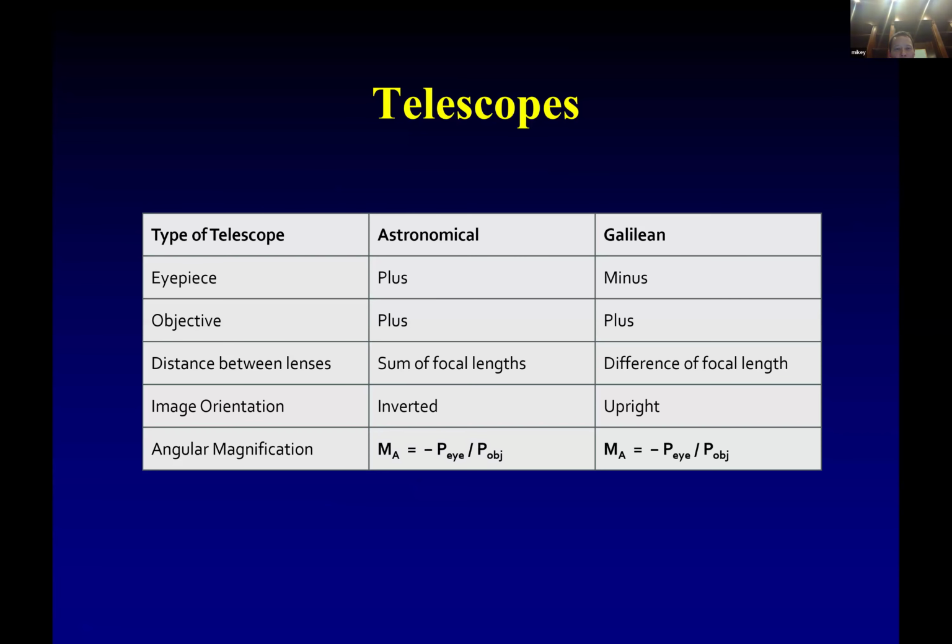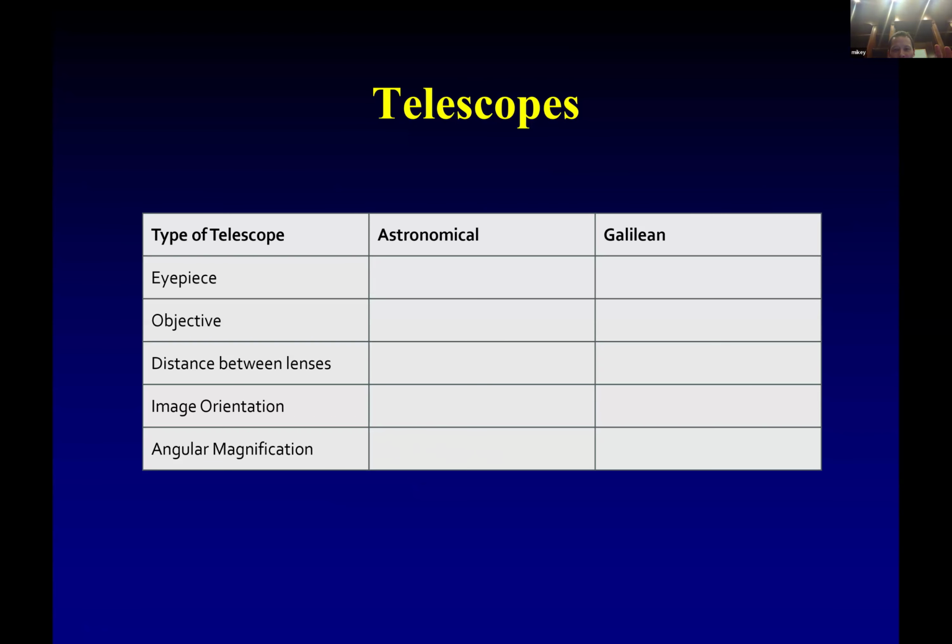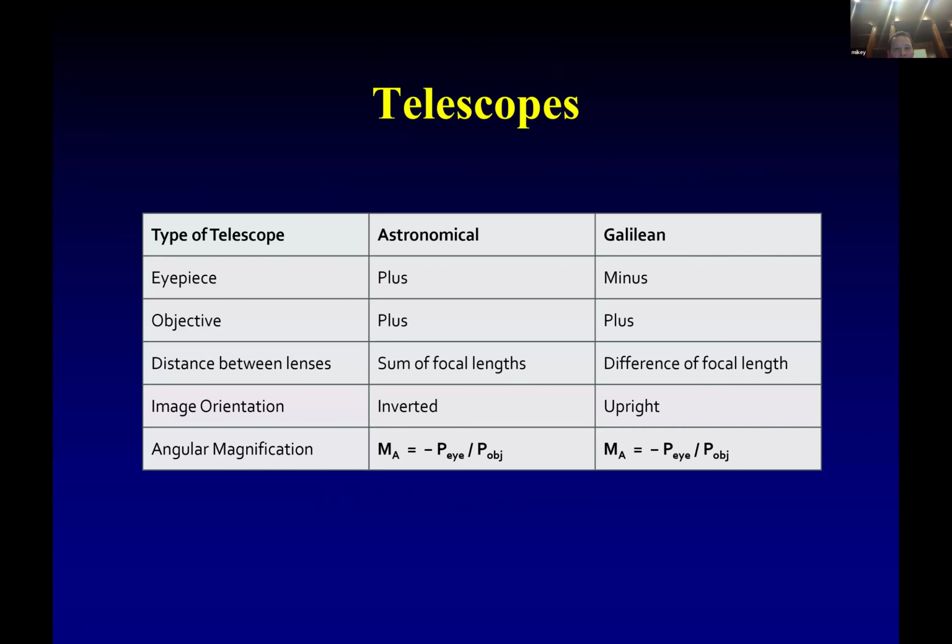An astronomical telescope has 2 plus lenses. And this one was a +4, +10, which makes it astronomical. The benefit of astronomical is you don't lose any light. The light all stays within the telescope, and that is why it's good for stars, right? It keeps all the light there. But the trade-off, the disadvantage, is that it's longer. The distance between the lenses is the sum of the focal lengths, so it's a longer telescope. And the other disadvantage is you get an upside-down image.